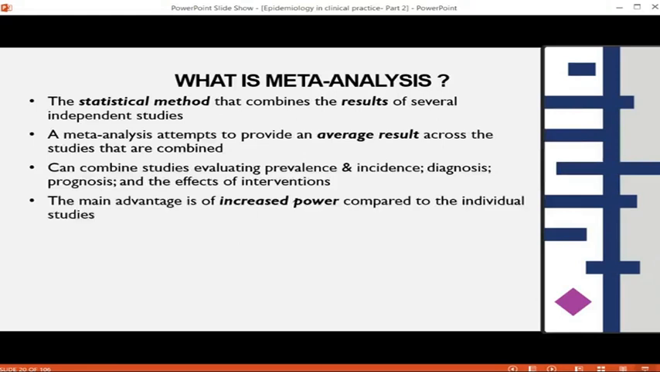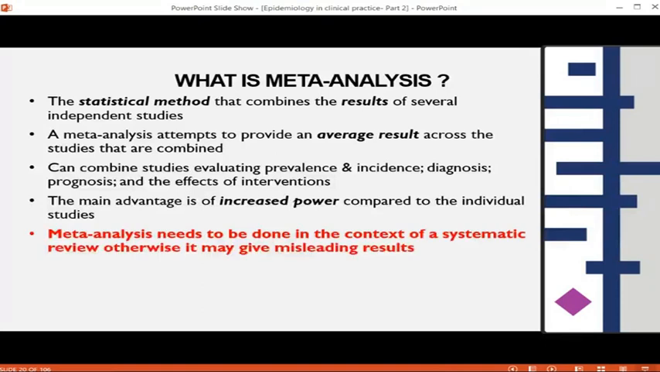The major advantage is that when you pool the results of the studies, you get more power. Your sample size increases tremendously, and that can help you get more precision, which the individual studies could not give you because they were smaller. So pooling all the results of the studies to see what the average effect across the studies is, is what meta-analysis tries to do.